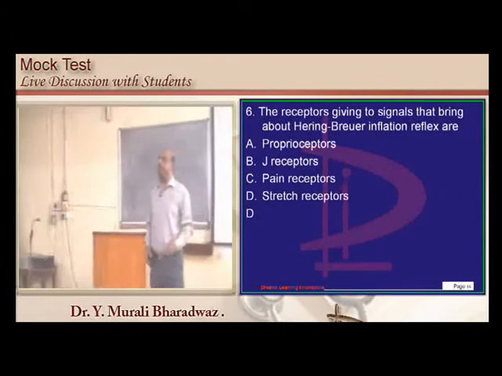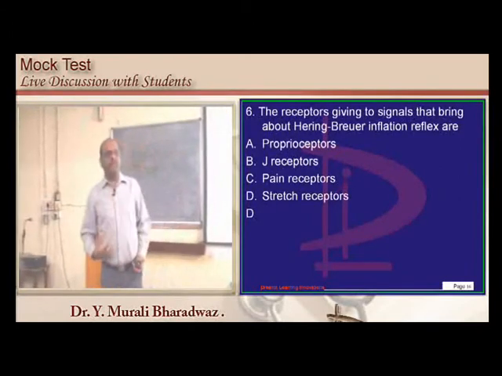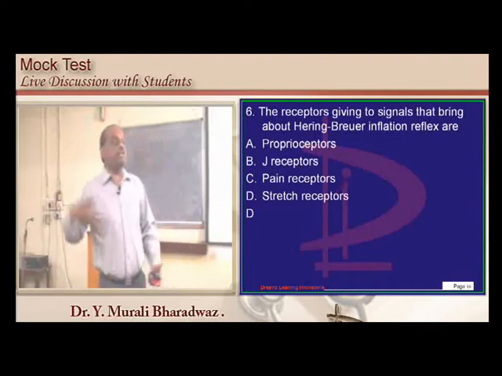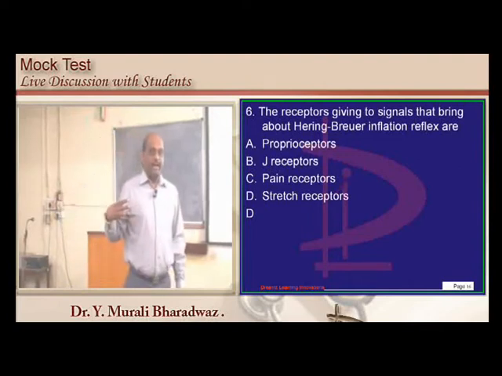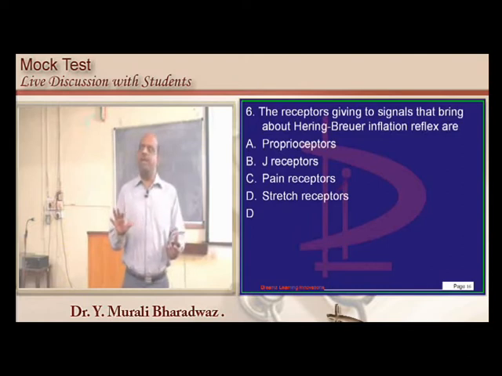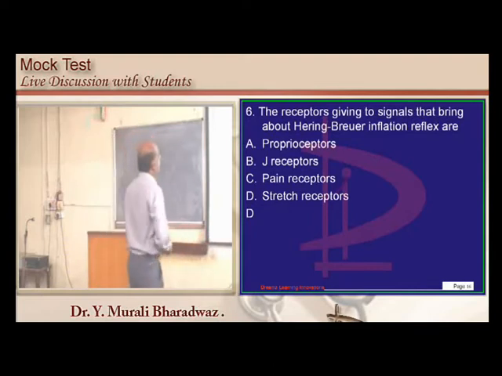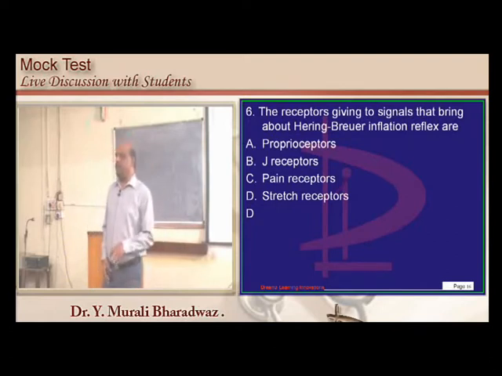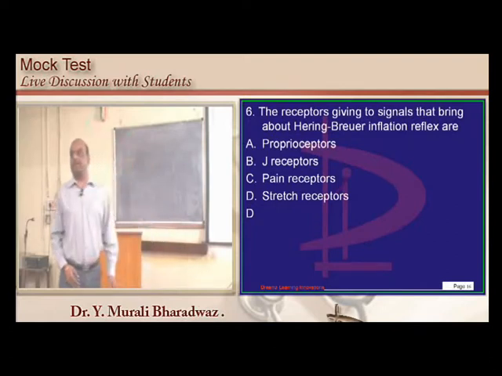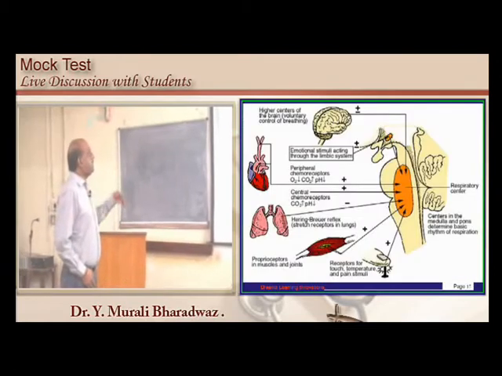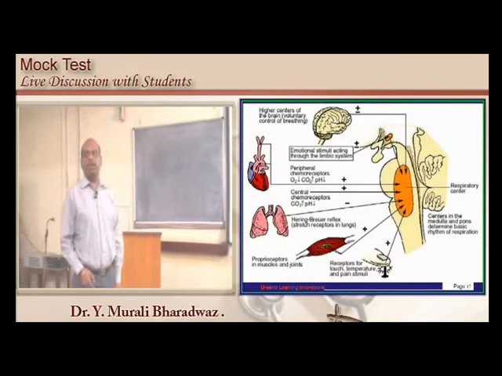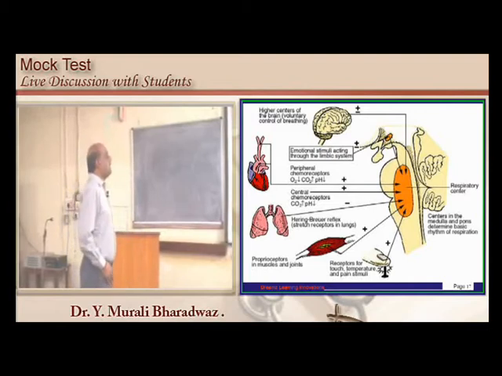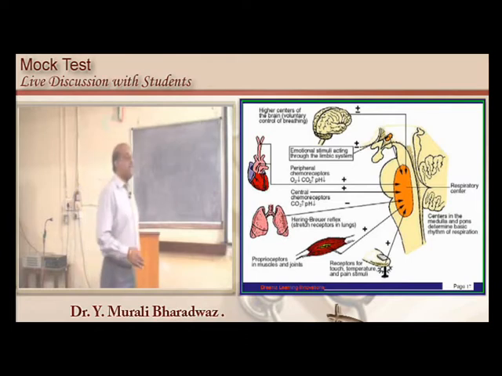So what is the Herring-Breuer inflation reflex? Every time we inspire air, the lungs are inflated, stretch receptors get activated, and they signal that enough air is there in the lungs, no further inflation, and they inhibit the respiratory center. This is called the Herring-Breuer reflex. Regulation of the respiratory center is one of the favorite issues of the examiner: the central chemoreceptors, peripheral chemoreceptors, Herring-Breuer, and also the receptors for touch, temperature and pain stimuli, and also the proprioceptors in the muscles and the joints.